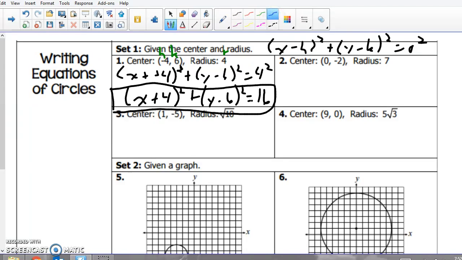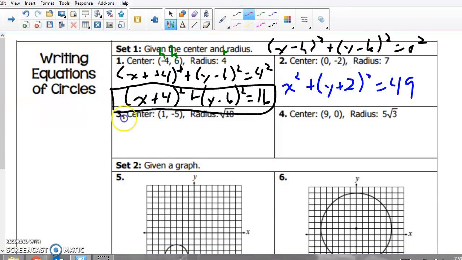So the answer you should have gotten for number 2, you should have gotten x squared plus y plus 2 squared equals 49. Now some of you might have had x minus 0 there. When you have that minus 0, it simply just goes away and becomes whatever the letter is squared. So if you have x squared, y squared, that's what it becomes. Let's go ahead and do the third one.